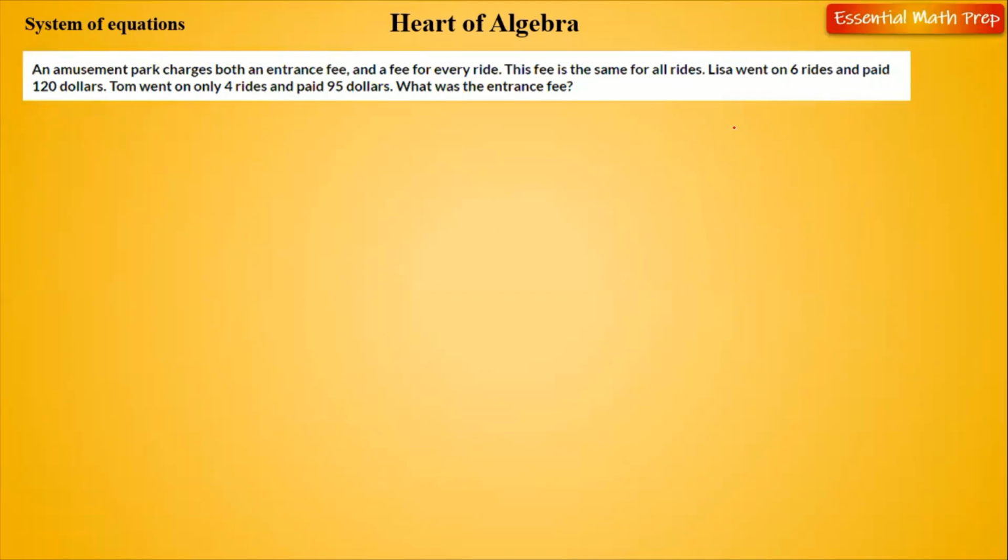Okay, an amusement park charges an entrance fee and a fee for every ride. This fee is the same for all rides. Lisa went on 6 rides and paid $120. Tom went on only 4 rides and paid $95. What was the entrance fee?